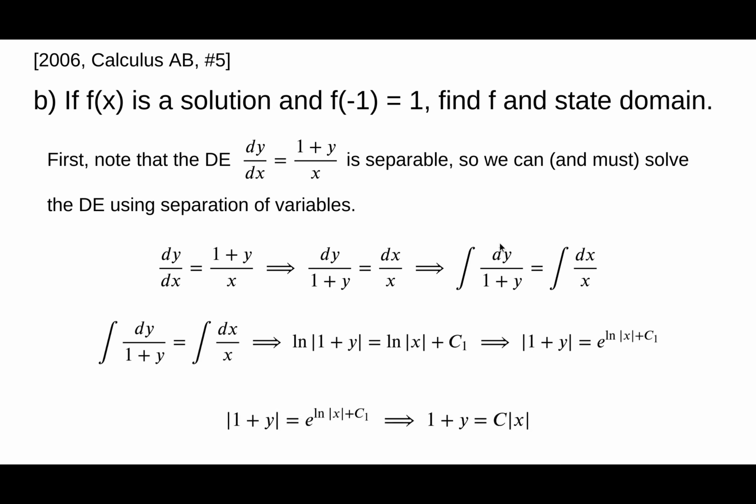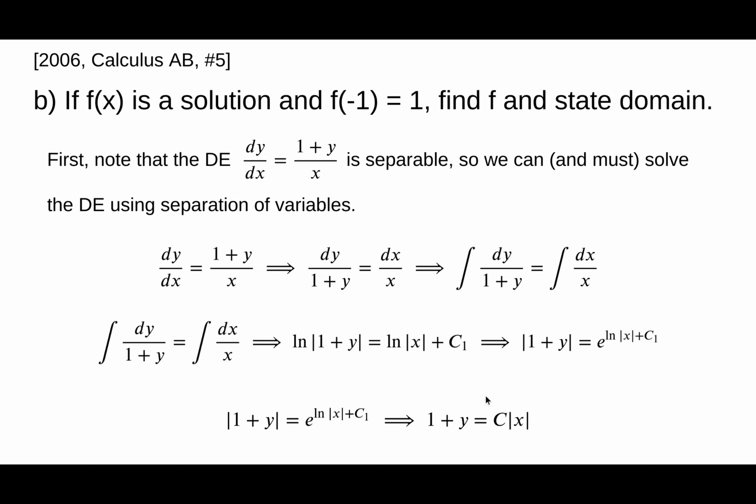Now, since y is going to be positive, 1 plus y is also going to be positive, because we know for our particular solution, f of negative 1 is positive 1. So we know that we're on the top side of the x-axis. We're only going to be encountering values of y that are positive. So for the absolute value of 1 plus y, we don't need the absolute value. All right, then we have equals e to the natural log of the absolute value of x plus c1.